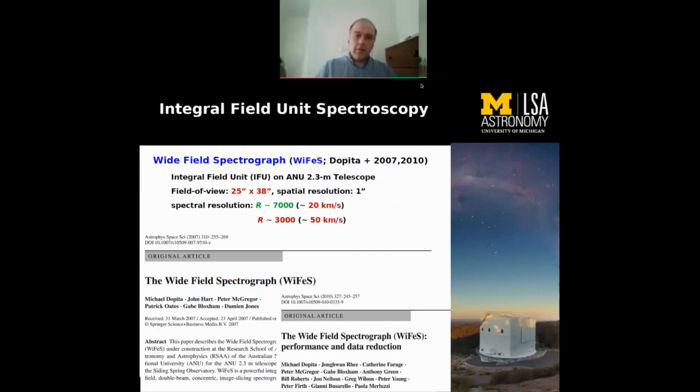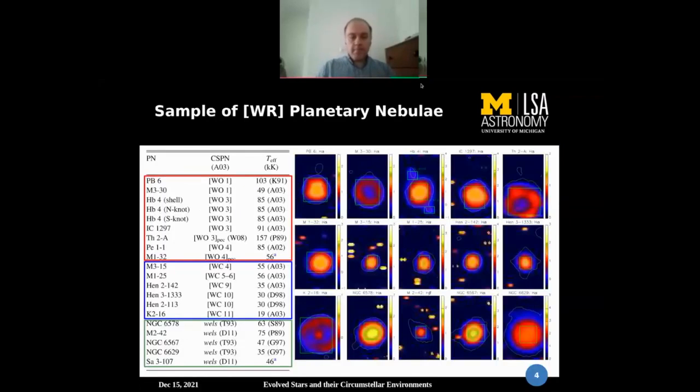For this work, I used the optical integral field unit instrument on the Australian National University 2.3 meter telescope, which has a field of view of 25 by 38 arcsecs and a resolution of 3000 and 7000. Here you see an example of the sample which I observed, and the rectangle shows the aperture used to extract the integrated flux spectrum of each object in the field of view of the IFU.